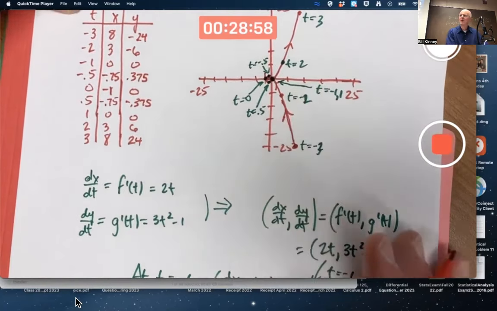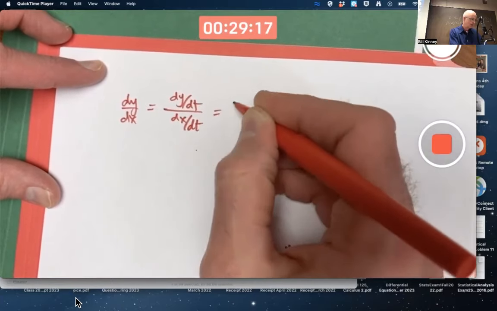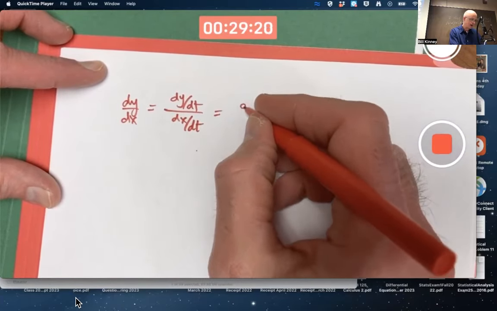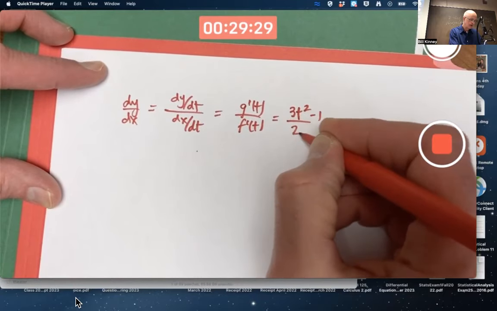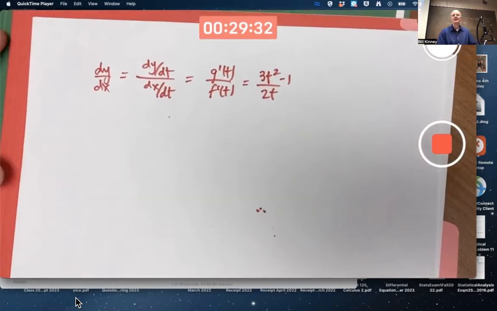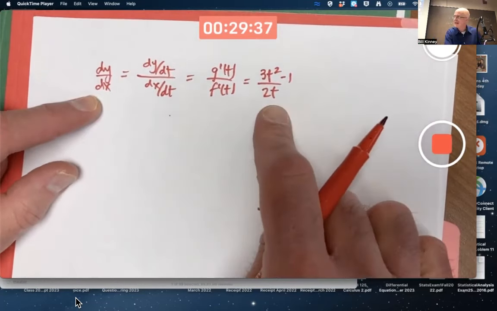How about any slope? This is the last thing we'll do today. How about any slope? Use this equation. dy/dx, the slope, is dy/dt divided by dx/dt, which in general is g prime of t divided by f prime of t, which for this example is 3t squared minus 1 over 2t. So for any moment in time, you can find the slope. Now this is a little weird. dy/dx is a function of t? Yeah, you can simplify it to a function of t is what that's telling you.